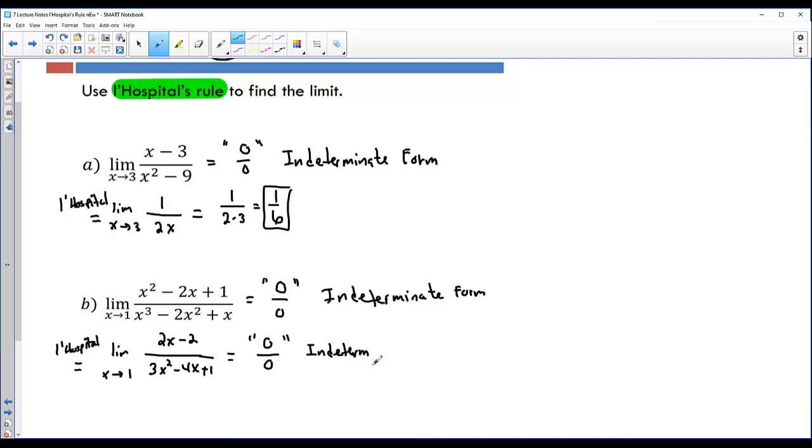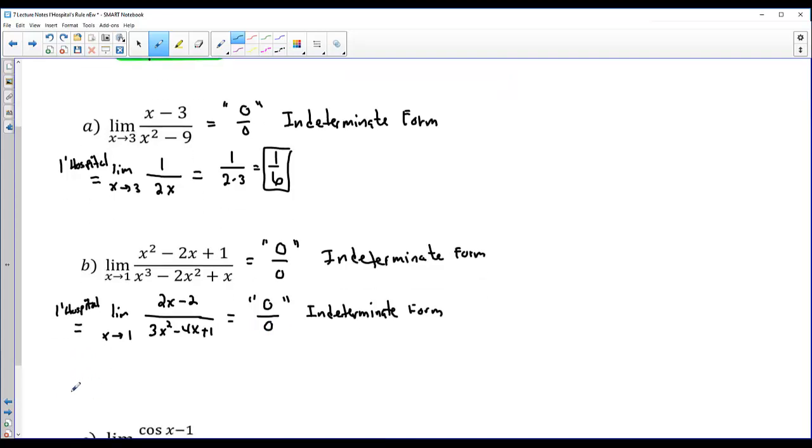And so what can I do now? Well, you still have the right indeterminate form. You have that 0 over 0 form, so I can do L'Hopital again. So let's do L'Hopital again. So right here, all right. Hey, look, I'm doing L'Hopital.